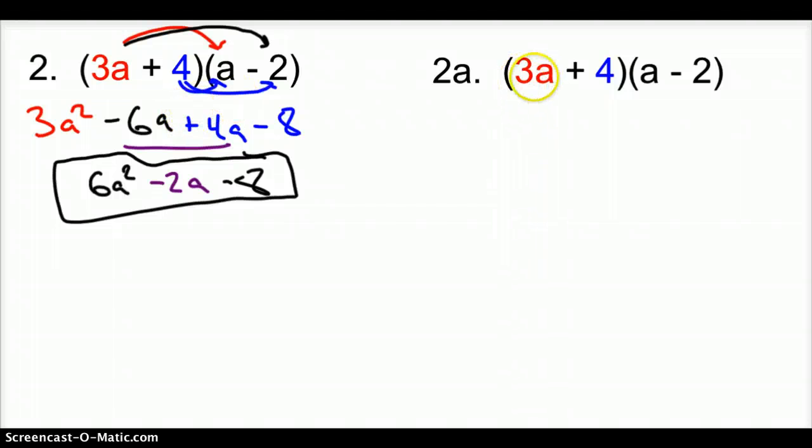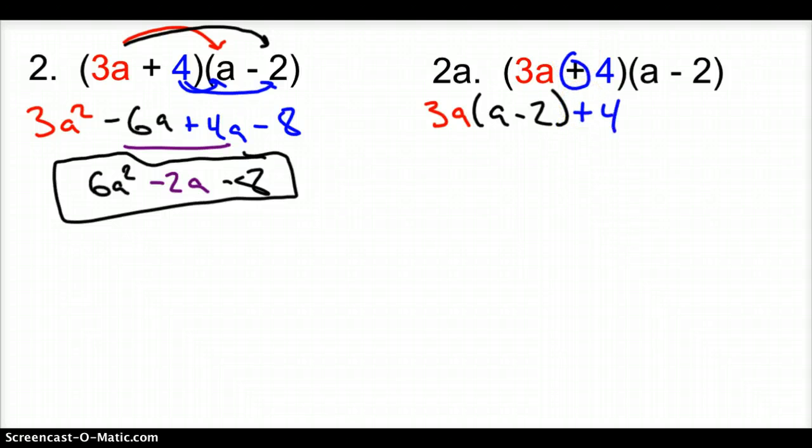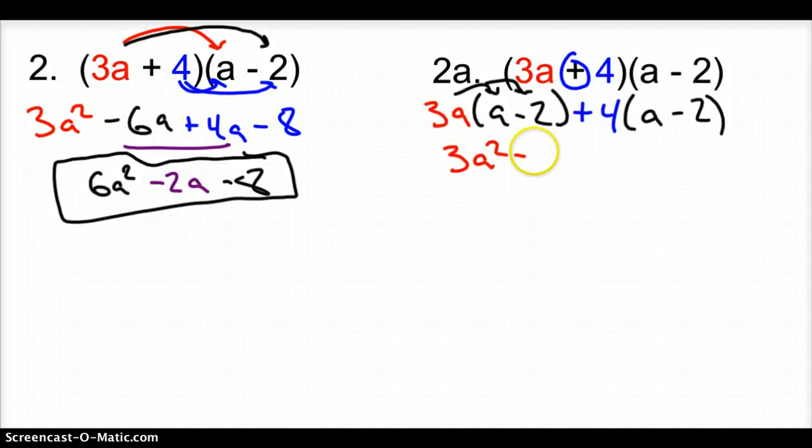Now I'm going to break up this first binomial, and I'm going to say 3a times a minus 2. And now since my second term is added, I'm going to say it's plus 4 times a minus 2. And now it just turns into something that you did for the past 2 days, and you guys have been doing an absolutely phenomenal job with that. So we're just going to take that 3a times a, which is 3a squared, minus 6a. And then I'm going to take this 4 times the a, so it's plus 4a minus 8.